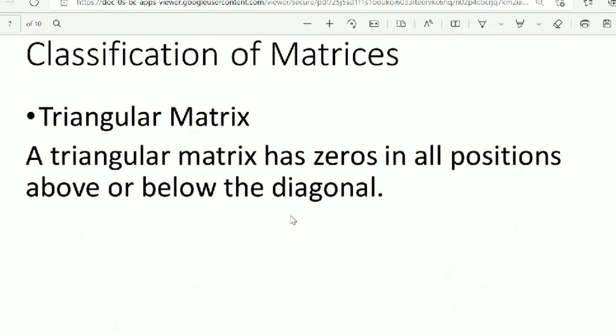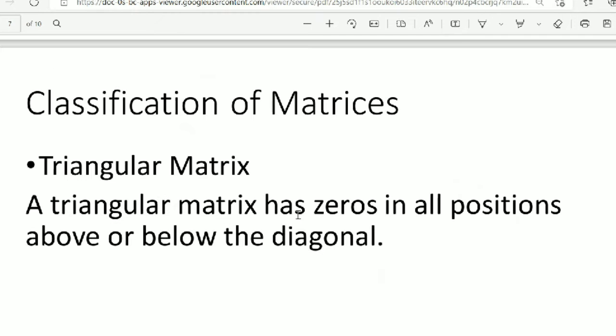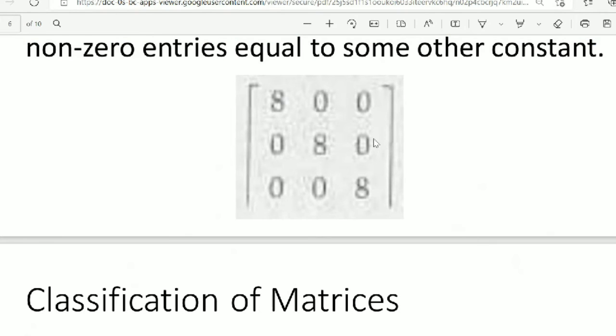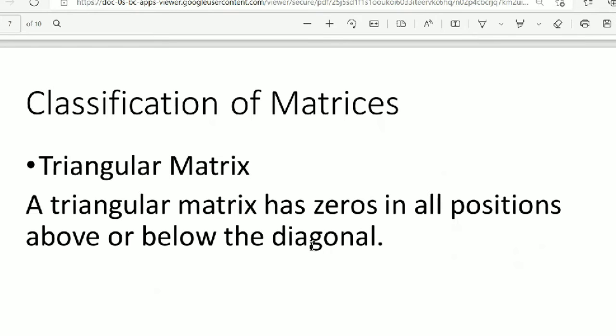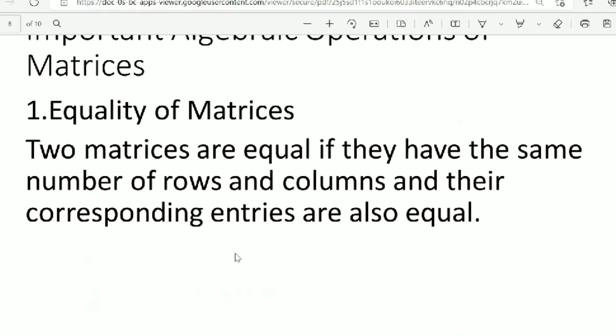We also have a triangular matrix, which has zeros in all positions above or below the diagonal. The example is here. We have a triangular matrix. It's either below or above the diagonal. So there are important algebraic operations of matrices. Number one is the equality of matrices. Two matrices are equal if they have the same number of rows and columns and their corresponding entries are also equal.